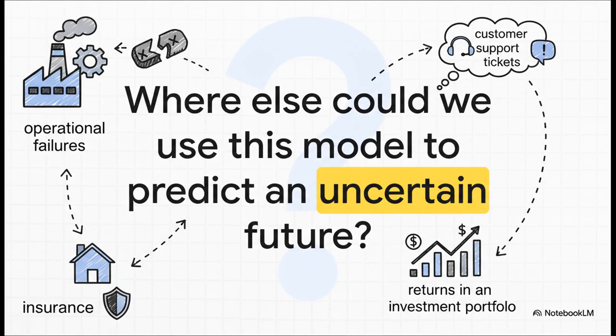Which leaves us with a final question to chew on. This amazing idea, separating how often something bad happens from how bad it is when it happens, it's the absolute bedrock of the entire insurance industry. But where else could we use it? What about modeling equipment failures in a huge factory? Or the number of customer support calls a tech company gets? Or even modeling the ups and downs of an investment portfolio? You start to realize the applications of this way of thinking could go way, way beyond what we've talked about today.